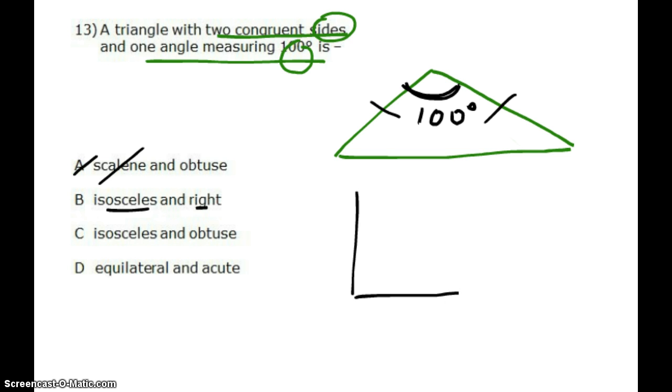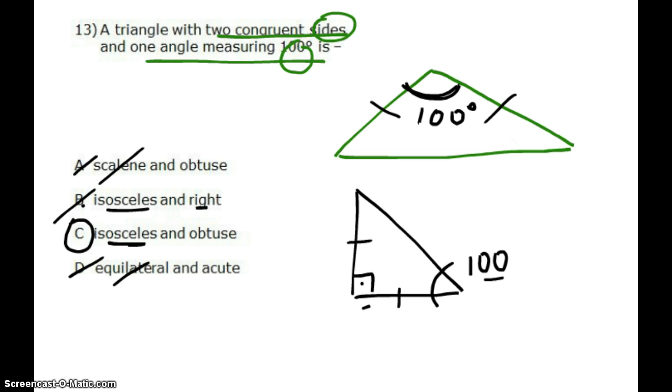Well, technically I could have a right isosceles triangle. However, if my other angle has to measure 100 degrees, 100 plus 90, I'm already over 180, and I know that the sum of all angles of a triangle has to equal 180, so it can't be B. Equilateral is out because equilateral has three congruent sides, so C is my correct answer. Isosceles because two sides are congruent, and obtuse because of that obtuse angle.